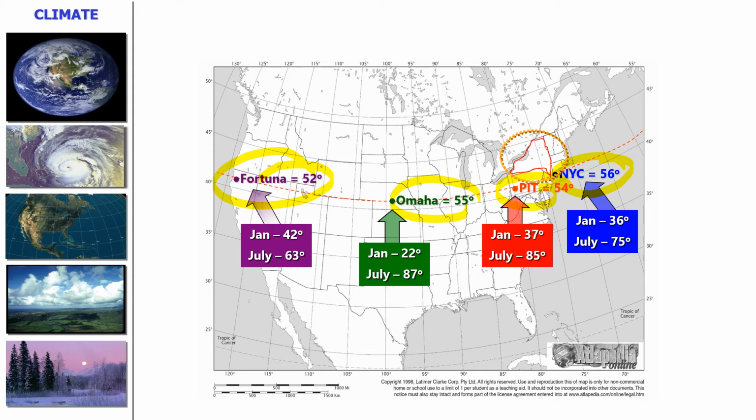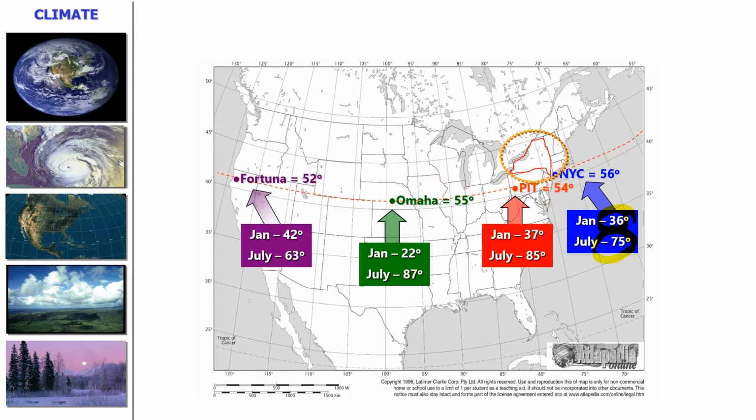But then if we look at the extremes, Fortuna on the ocean, its coldest month average is 42, and its warmest is 63. That's not a big difference. Where Omaha in the middle of the United States, its coldest month average is 22, and hottest is 87. That's a huge, huge, huge difference there. New York City, again, kind of close to Fortuna, 36 versus 75, not as extreme of a variation. We're going to talk about the reason Fortuna actually is colder than New York City: Fortuna has a cold current coming down, whereas New York City has a warm current coming up.